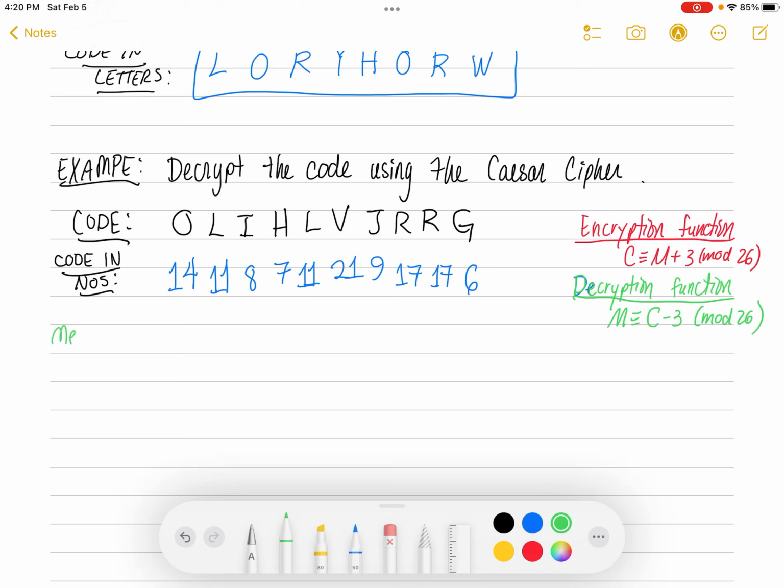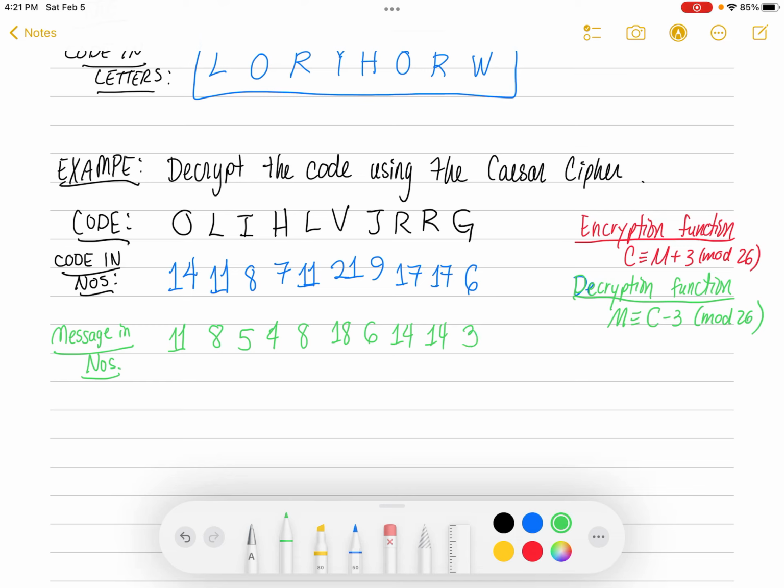So let's see if we can do that. So here is going to be the message in numbers. So subtract 3 from 14. We have 11. 11 minus 3 is 8. 8 minus 3 is 5. 7 minus 3 is 4. 11 minus 3 is 8. 21 minus 3 is 18. 9 minus 3 is 6. 17 minus 3 is 14. 17 minus 3 is 14. 6 minus 3 is 3.